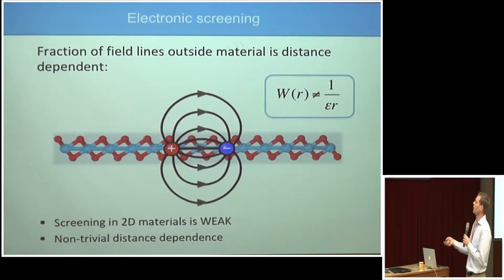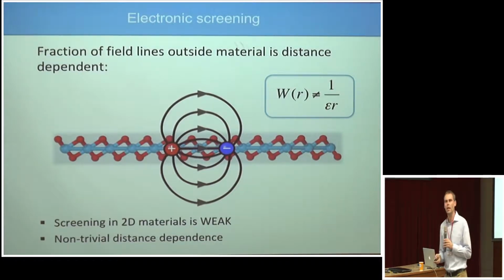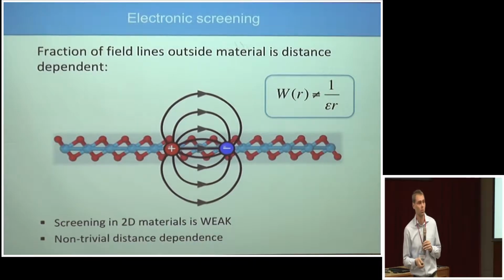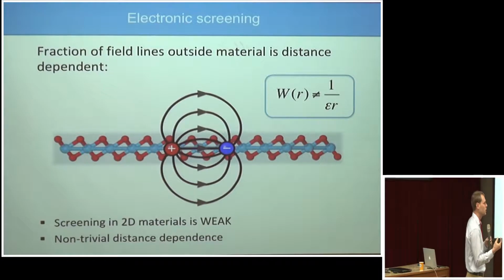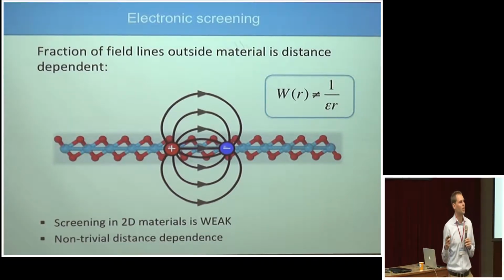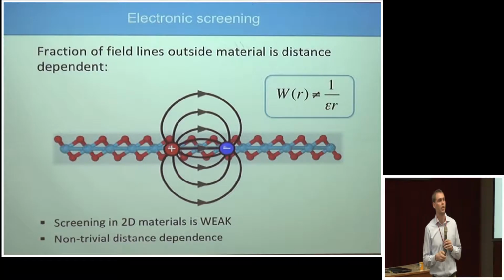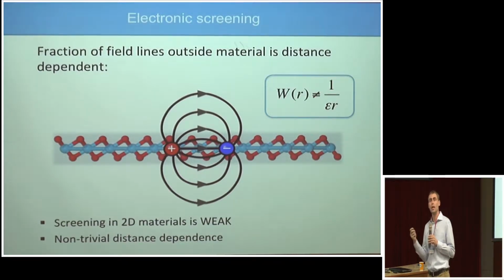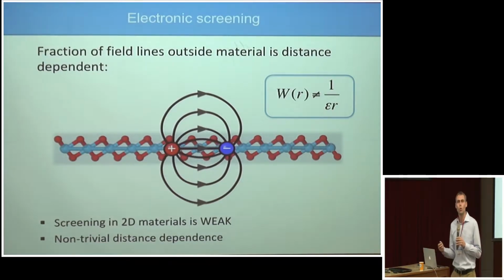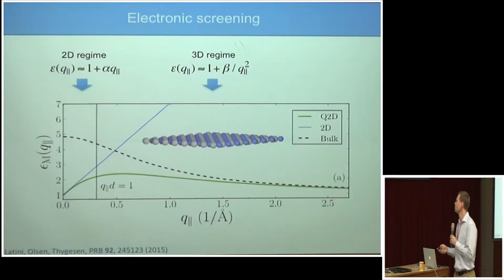There is another interesting aspect of this, which is that the fraction of field lines that are inside the material depends on the distance between the charges. So when the particles are close to each other, a relatively large amount of the field lines are inside the material, whereas for longer distances, a relatively larger amount of the field lines are outside the material. This means that screening cannot simply be described by a scalar dielectric constant as we're used to in bulk. So we get a non-trivial and non-local kind of screening in these materials. And this has some profound consequences that I'll come back to.